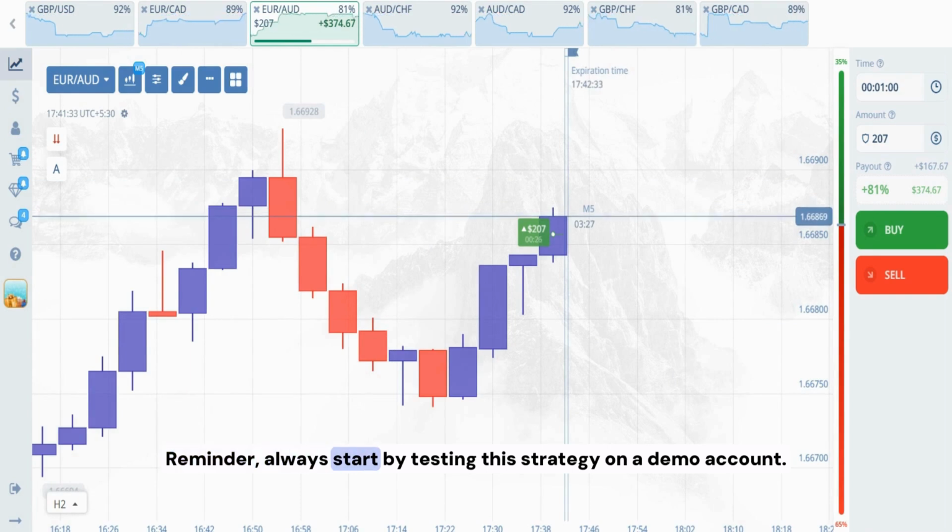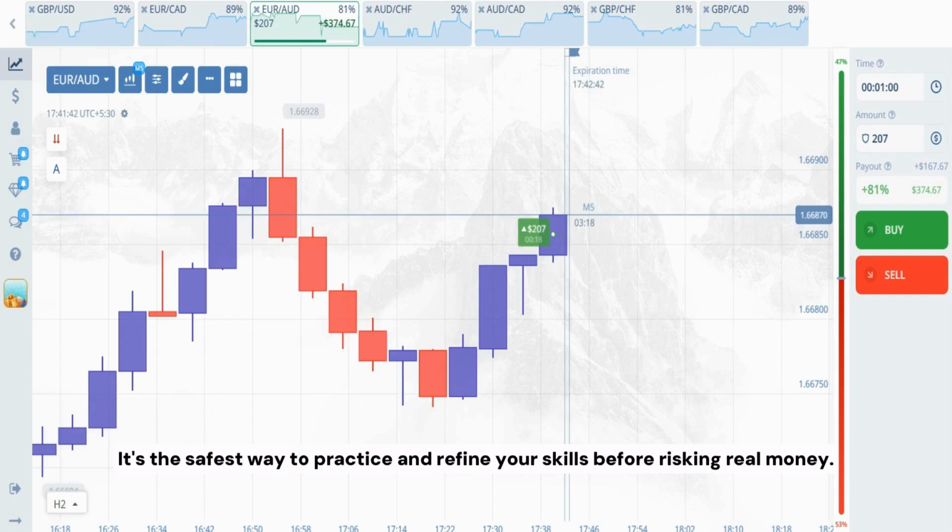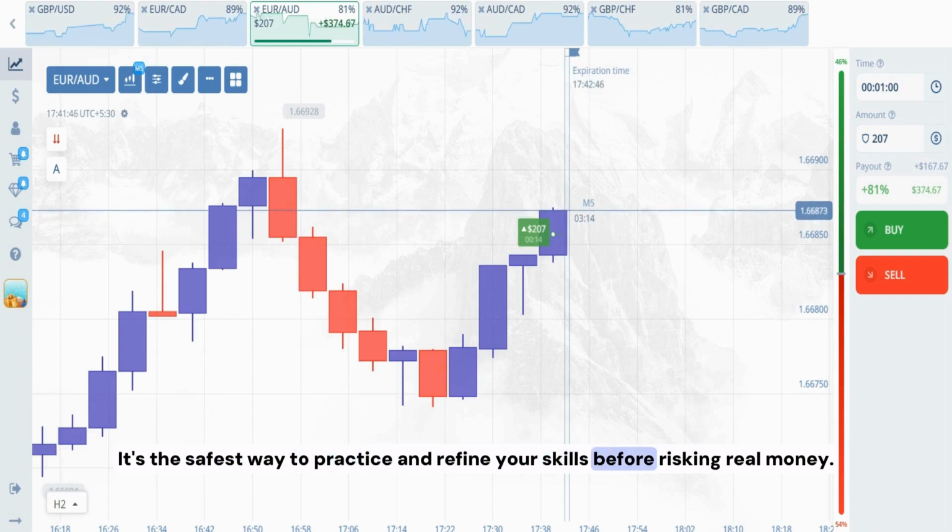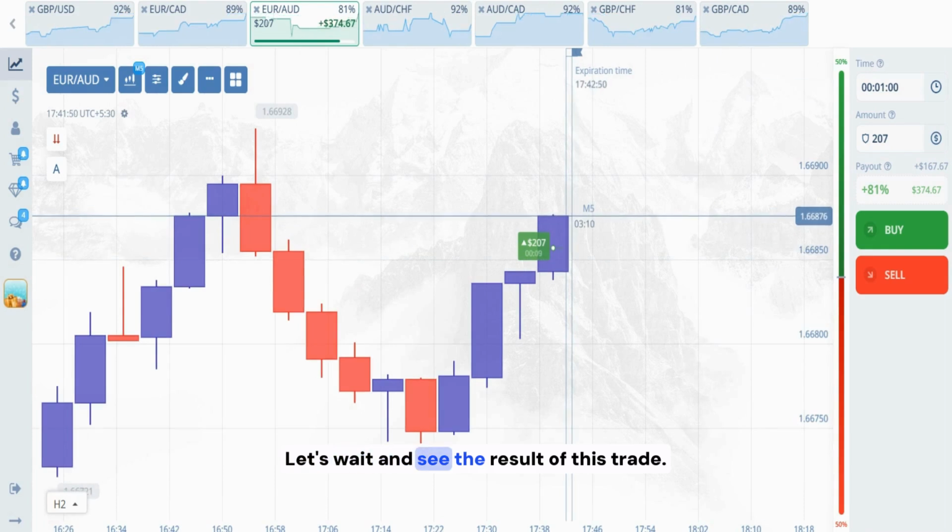Reminder: always start by testing this strategy on a demo account. It's the safest way to practice and refine your skills before risking real money. Let's wait and see the result of this trade.